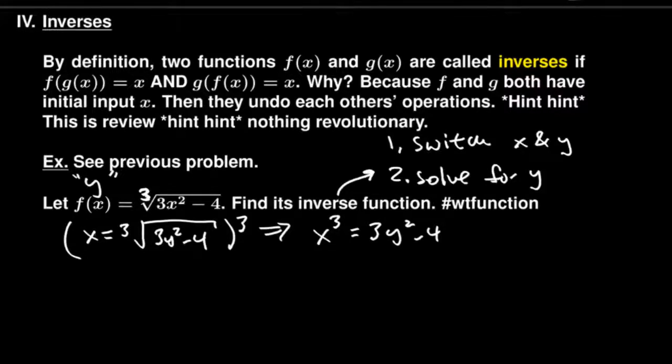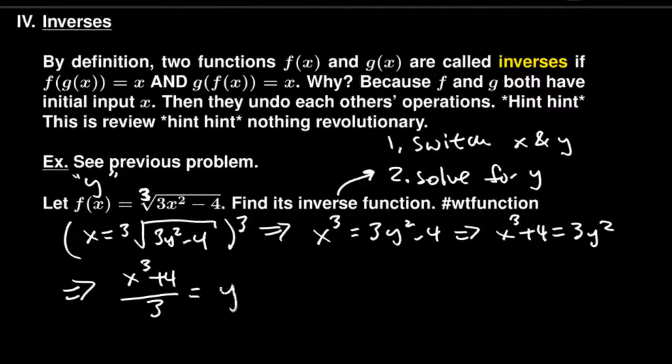Then let's see, what's the next most logical thing to do? It is not getting rid of the 3. You want to add 4. The reason why you don't want to divide first is because 4 is not a factor of 3, so if you divide by 3, you have to divide the 4 also. Now we can divide by the 3 because there's only that 3, and we'll get x cubed plus 4 divided by 3 equals y squared.